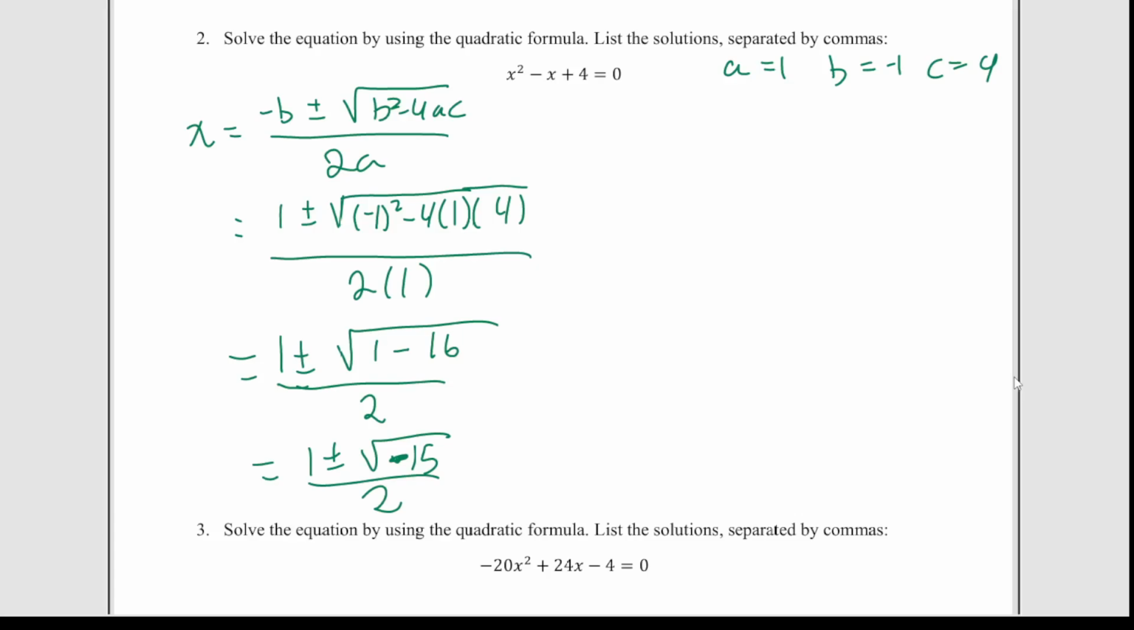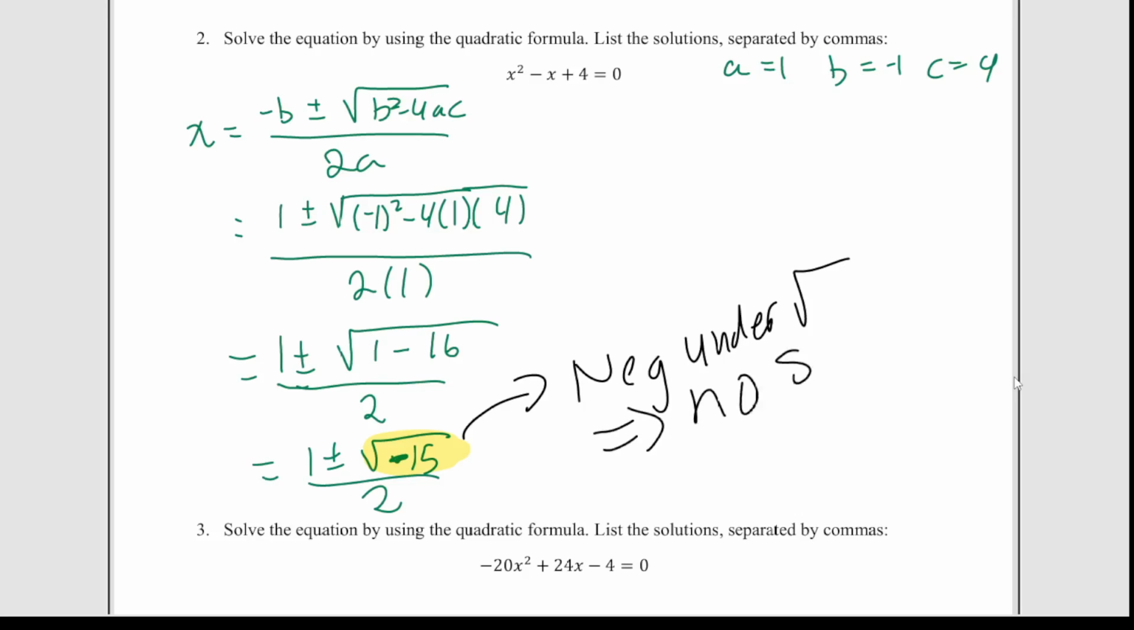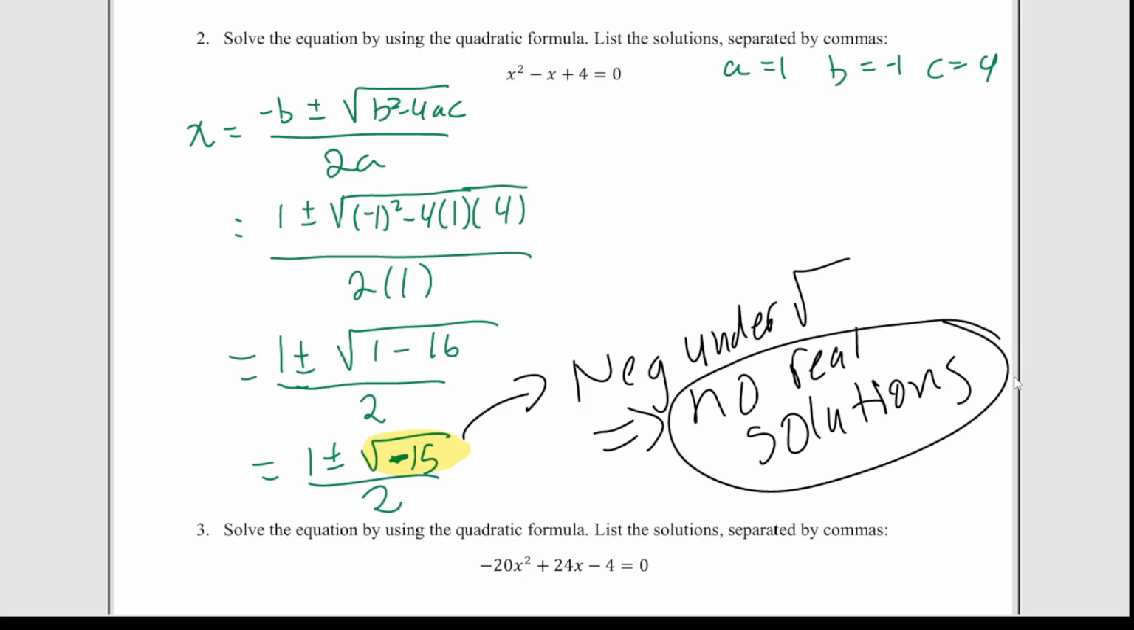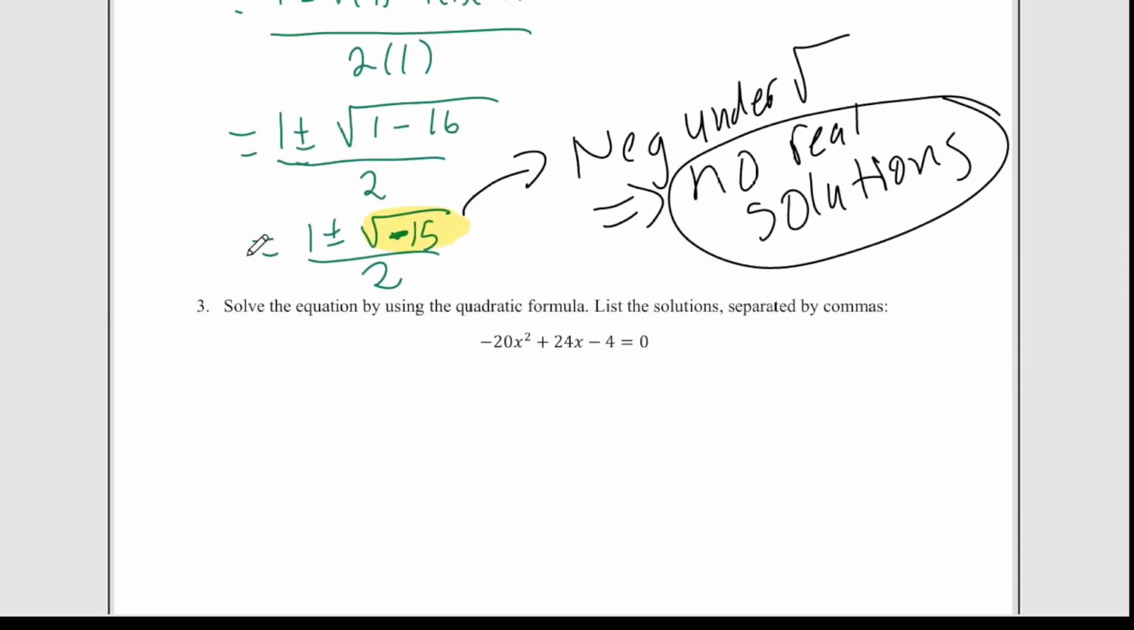And then you want to pause from here because you notice that that's a negative underneath the root. So since we have a negative under the square root, that means there are no real solutions, I should say. There's technically complex solutions, but that is beyond the scope of this video or practice exercises. So that one has no real solutions.